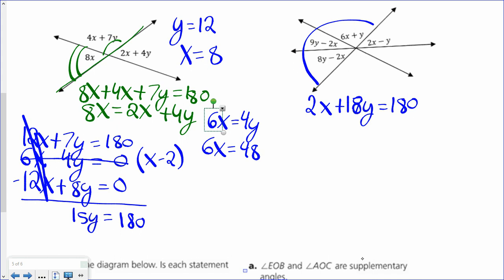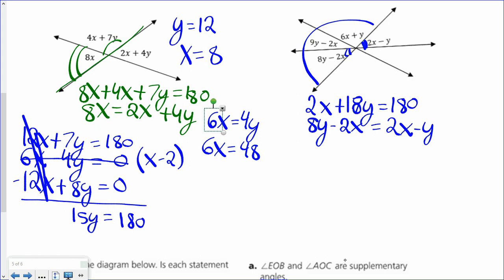All right, what's another equation? Yes. 8y minus 2x equals... Using what relationship? Yes, we have 2 vertical angles in here. This guy and this guy are vertical, so I can set them equal to each other. You guys see that? Okay.